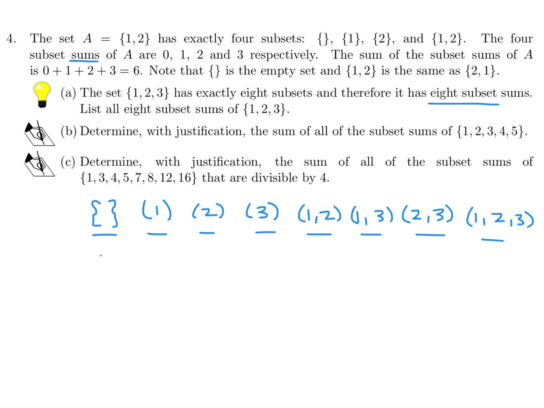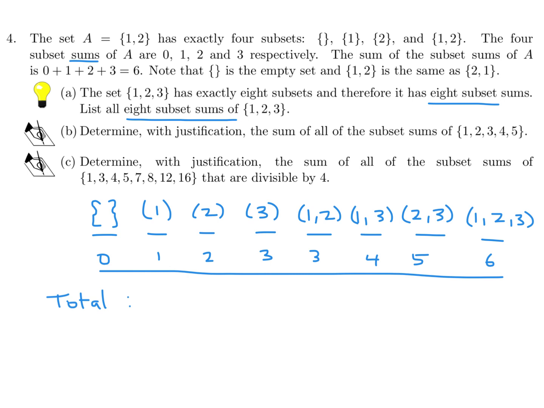Now we want the sums. Well, this is 0 because there's nothing inside. The sums here are 1, 2, 3, 3, 4, 5, and 6. And then the total sum, actually they don't ask for that, right? They just want the sums. But I'll just put the total sum. I guess we're just adding up all these. And when you do, I believe you get 24. Yeah, 10, 13, hold on. Yeah, 24. Okay. Let's keep moving on.